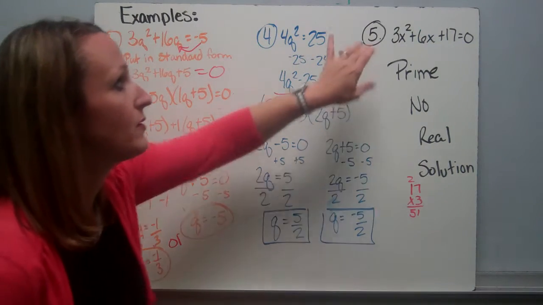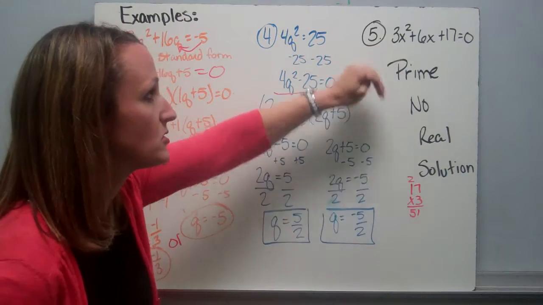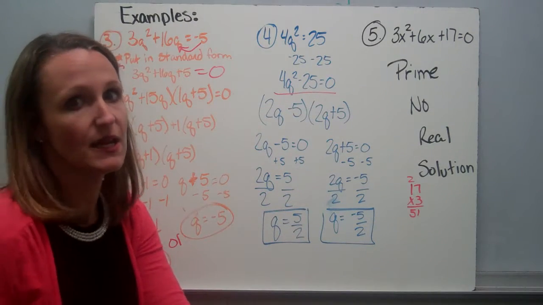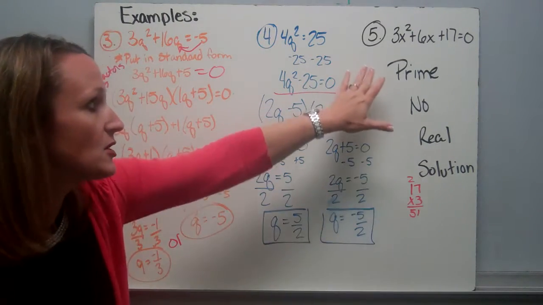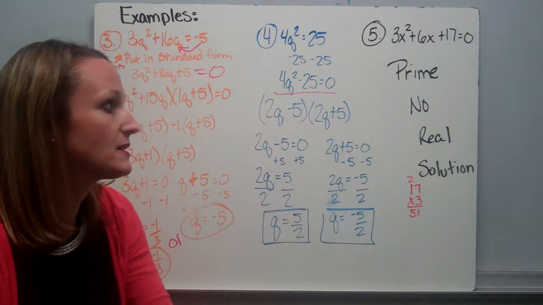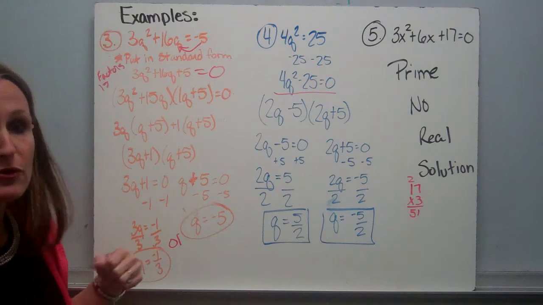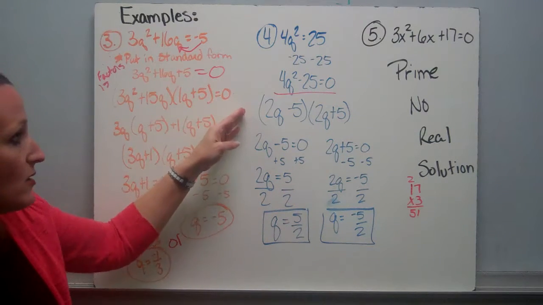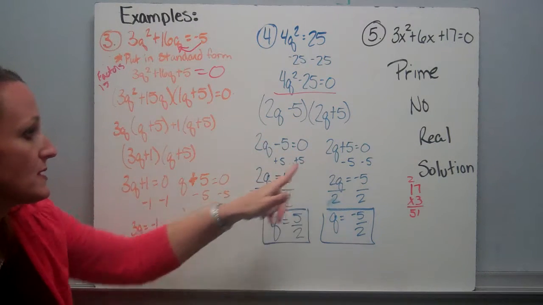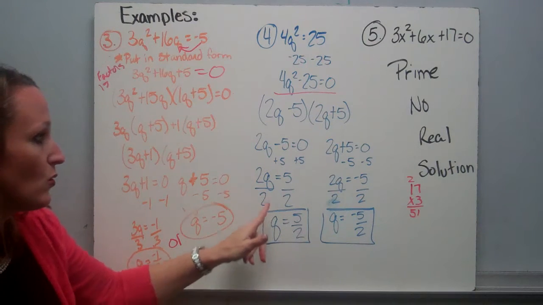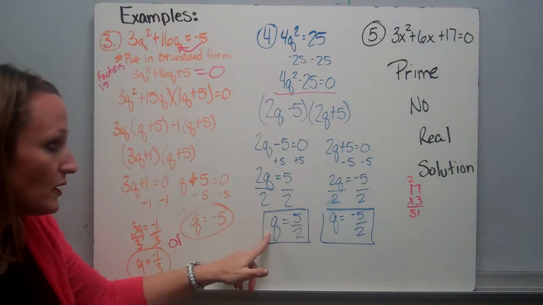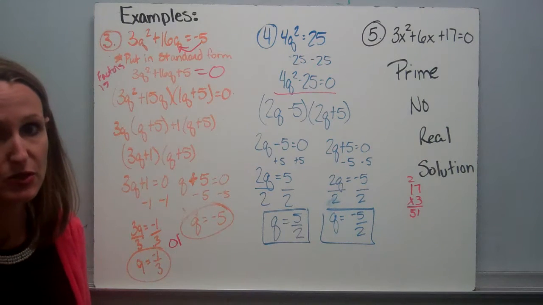So we call this whole thing prime, no real solutions, or we'd say it's not factorable, at least not in a way that you know how to do at this time. So we don't have to do anything here except for write no real solution. So that's how you find roots by factoring. You factor it out, set each piece equal to 0, and then find what does your variable equal in your equation.